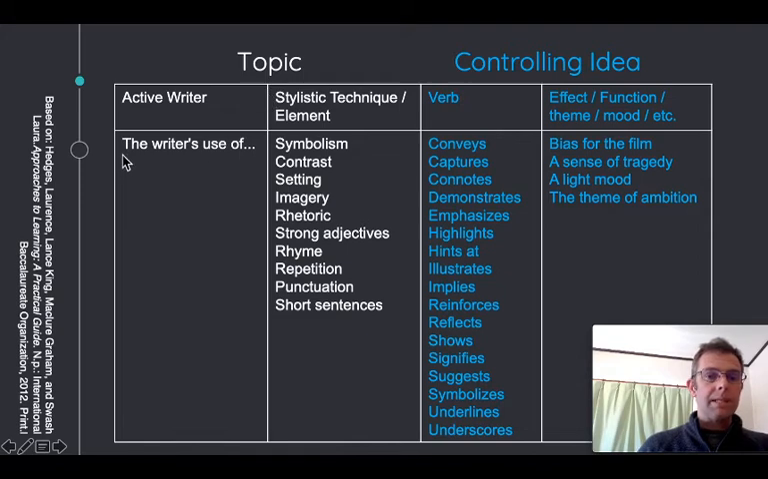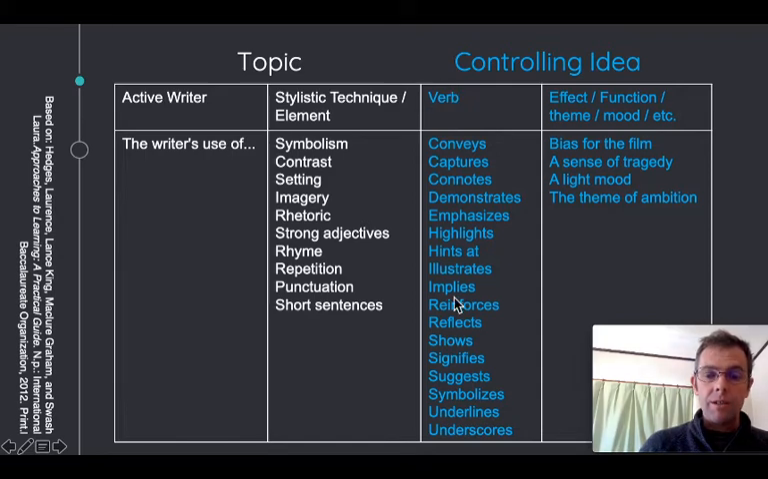So we can plug in these things here. The writer's use of, choose one, symbolism, verb, choose one, conveys, choose one, a sense of tragedy. So again, this is not an exhaustive list. This is just an example. The key thing I want to pull out here is the verb.